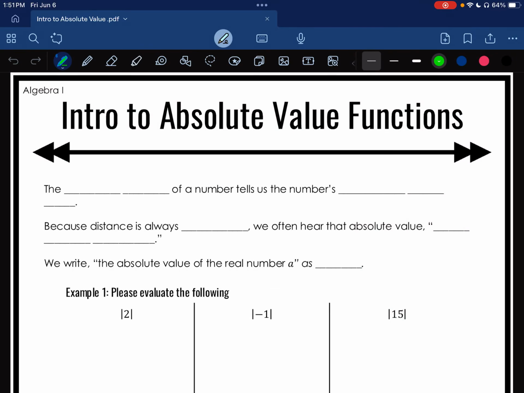All right, everyone. Today we are going to be talking about absolute value and absolute value functions. So, we're going to start off with a little bit of review from your pre-algebra days. So, the absolute value of a number tells us the number's distance from zero.